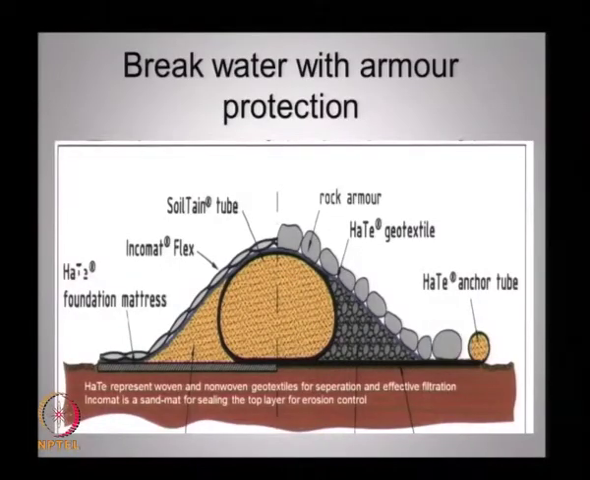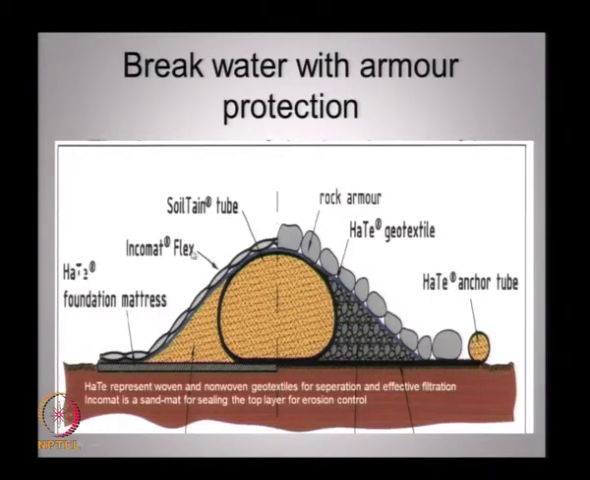Ladies and gentlemen, this is one of the recent applications which has been used in Australia. This is a geosynthetic tube which is covered by a rock armor, as you see on the top, and below the rock armor which covers the geosynthetic layer, we have a geotextile. HATE is a branded name of a geotextile which represents woven and non-woven geotextiles for separation and effective filtration of water when it flows over this arrangement. On the anchor side, you have HATE, a specially woven non-woven geotextile, which is provided as an anchor tube, whereas on the other end, you have a foundation mattress, which is again laid using HATE non-woven fabric.